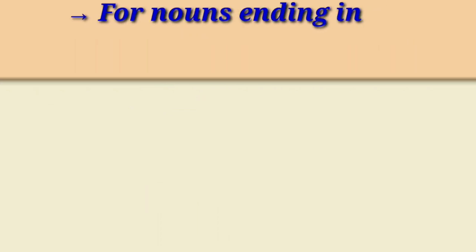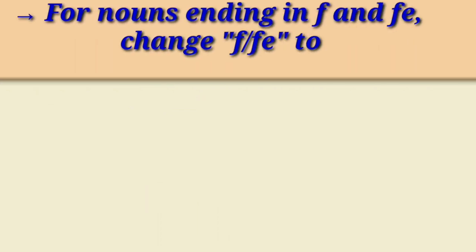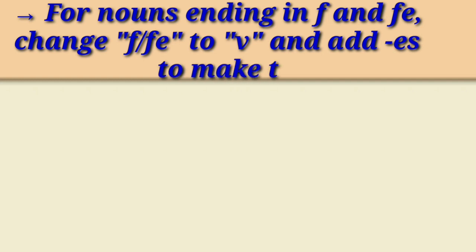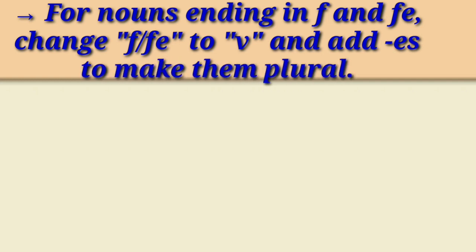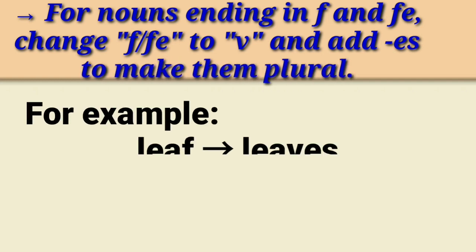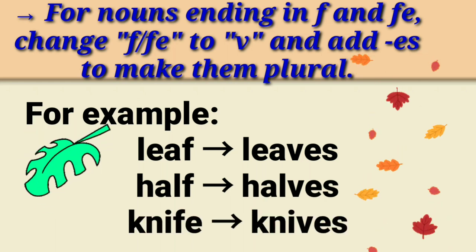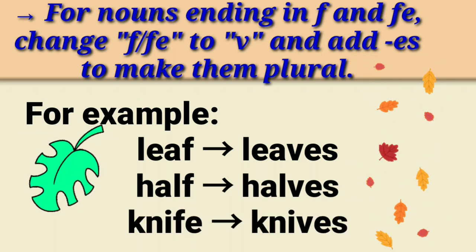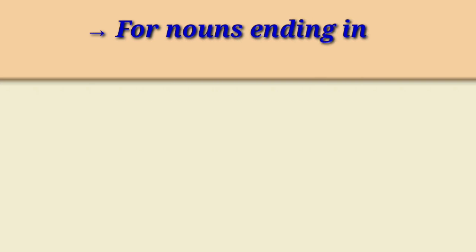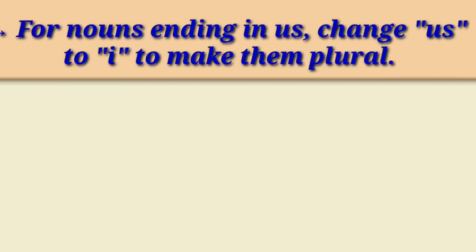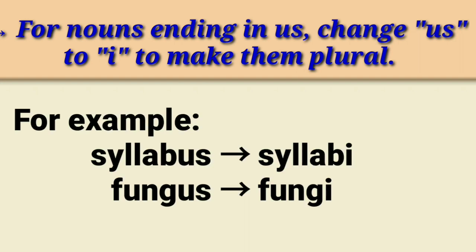For nouns ending in f and fe, change f or fe to v and add es to make them plural. For example, leaf, leaves; half, halves; knife, knives. For nouns ending in us, change us to i to make them plural. For example, syllabus, syllabi; fungus, fungi.